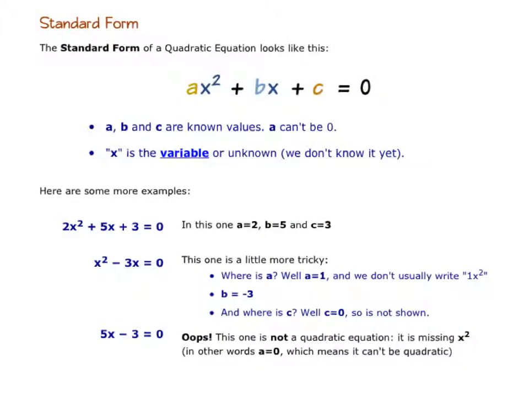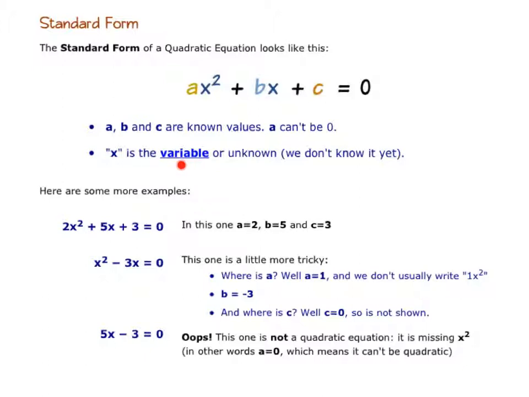So the standard form of a quadratic function or equation looks like this. You have ax squared plus bx plus c, you've seen that before, equals 0. So you must add the equal 0 because now it's not just an expression, it's an equation. So a and b are the coefficients. A is the coefficient, b is the coefficient here, and c is your constant. And the only thing that you can't have is that a cannot be 0. So b could be 0, c could be 0, but a cannot be 0.